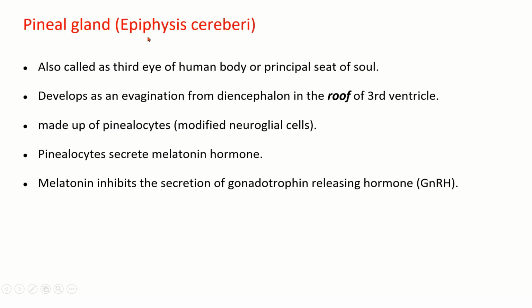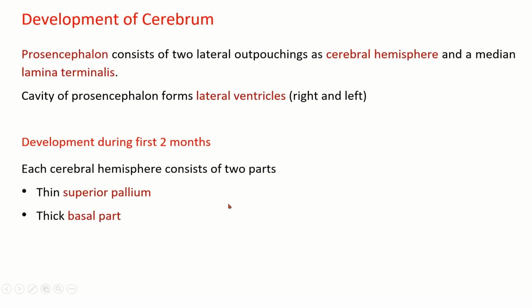Then pineal gland, also called epiphysis cerebri. It's also called the third eye of the human body or principal seat of the soul. It develops as an evagination from the diencephalon in the roof of the third ventricle, which I have already shown in the diagram. It is made up of pinealocytes, modified neuroglial cells. Pinealocytes secrete melatonin hormone. Melatonin inhibits the secretion of gonadotropin-releasing hormone.